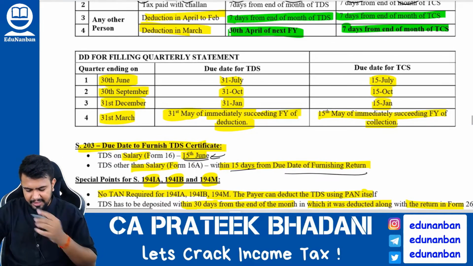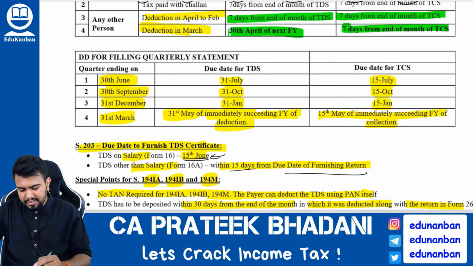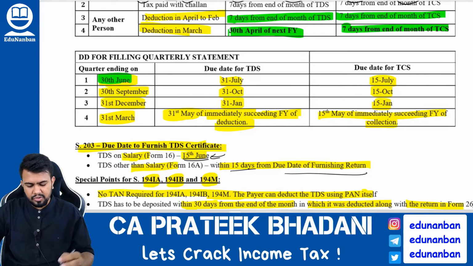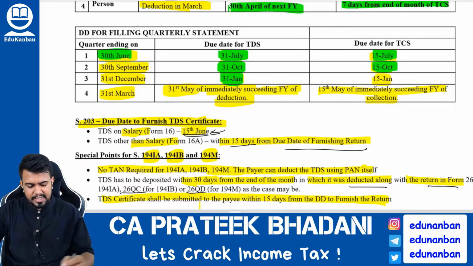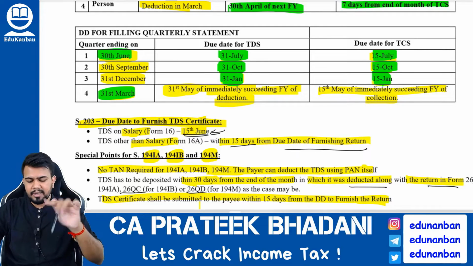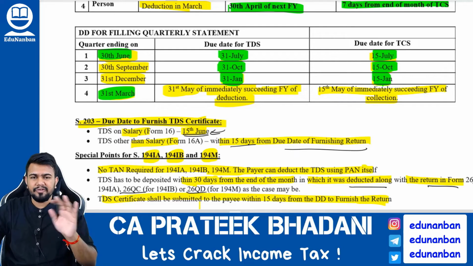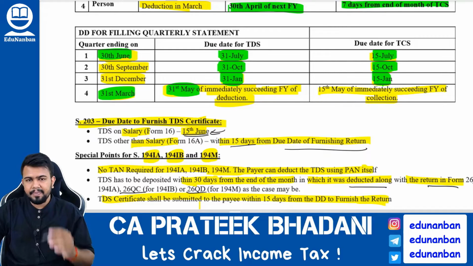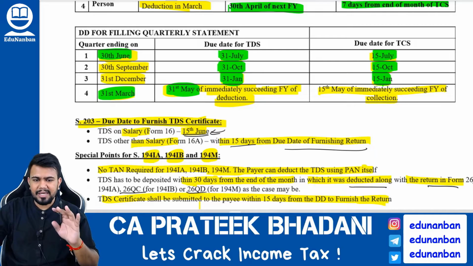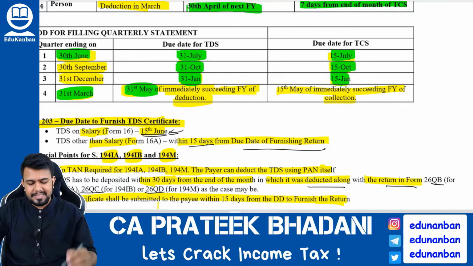Next, due date of filing of TDS return. For the first quarter, that is the quarter ending on 30th June, the due date is 31st July. For TCS, the due date is 15th July. For the second quarter, it is 31st of October. For TCS, it is 15th of October. For the third quarter, it is 31st of January. For TCS, it is 15th of January. For the fourth quarter, the TDS due date is not 30th of April, it will be 31st of May. That means 1 month extra is given for the last quarter. And for TCS, it will be 15th of May.